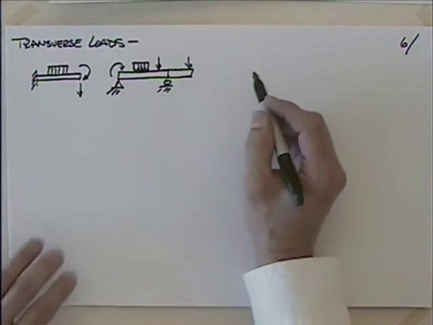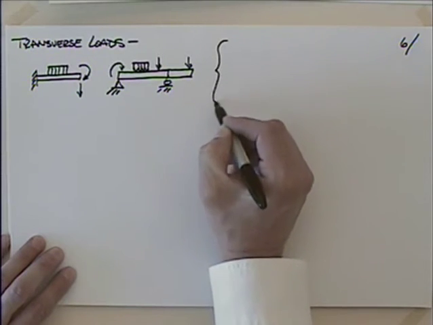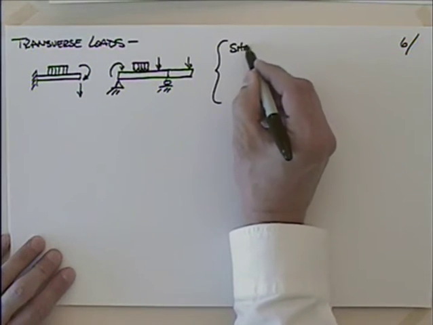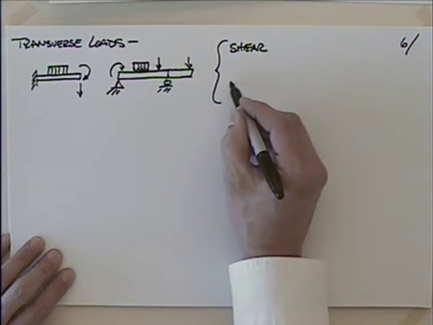And there's two types of loads that come out of this. There are shear, and there are bending.